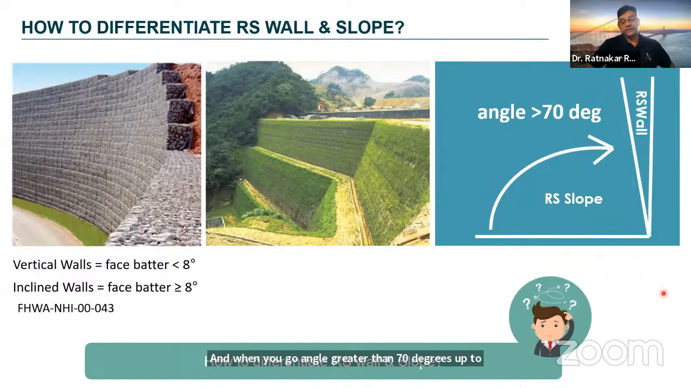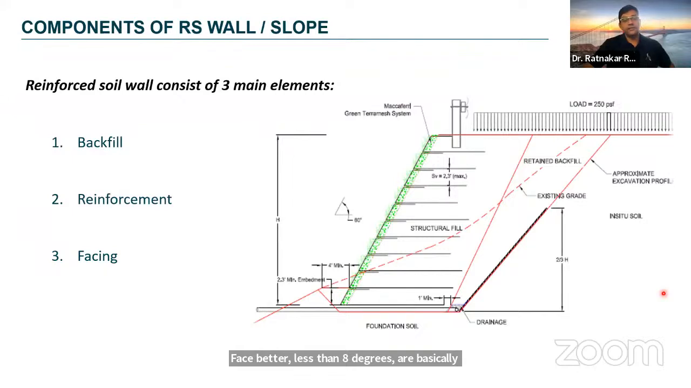And wall is further classified as vertical walls and inclined walls. Face batter less than 8 degrees are basically vertical walls, and inclined walls have face batter greater than 8 degrees with vertical. As shown in this figure, the Terramesh system is one of the mechanically stabilized earth walls, or let's say the slope. Here, you will find the major 3 components of this reinforced soil slope. One is backfill, reinforcement, and facing.